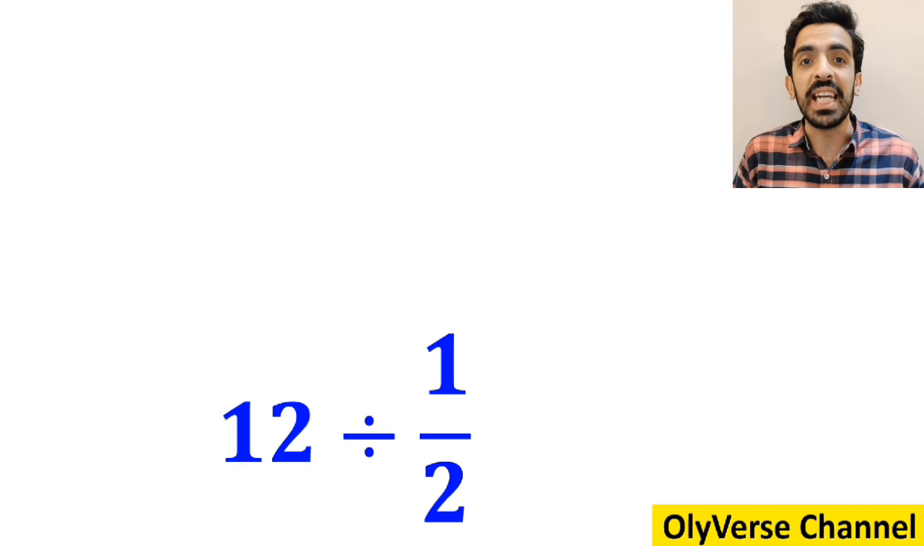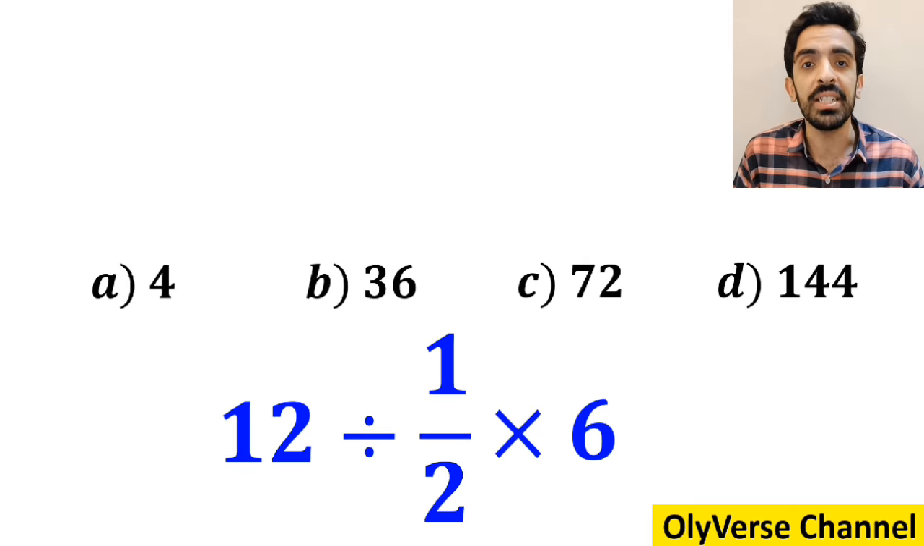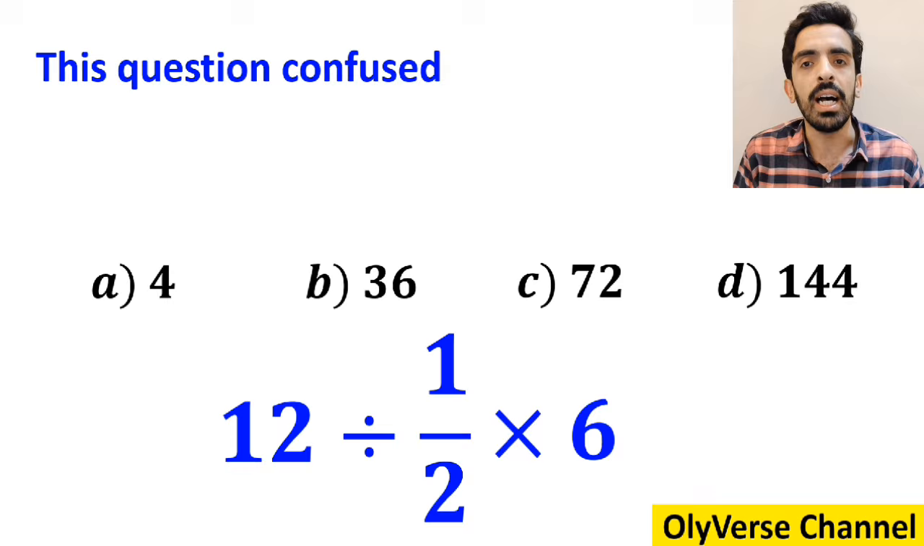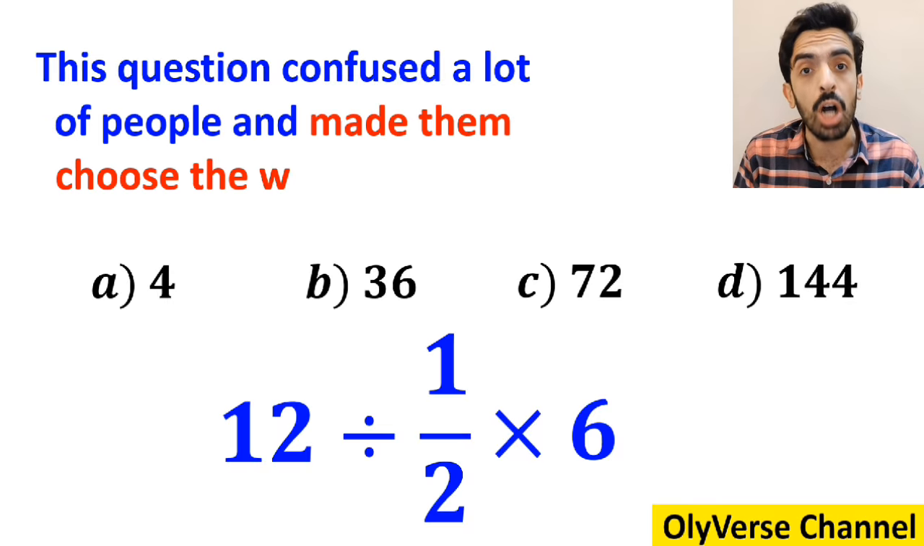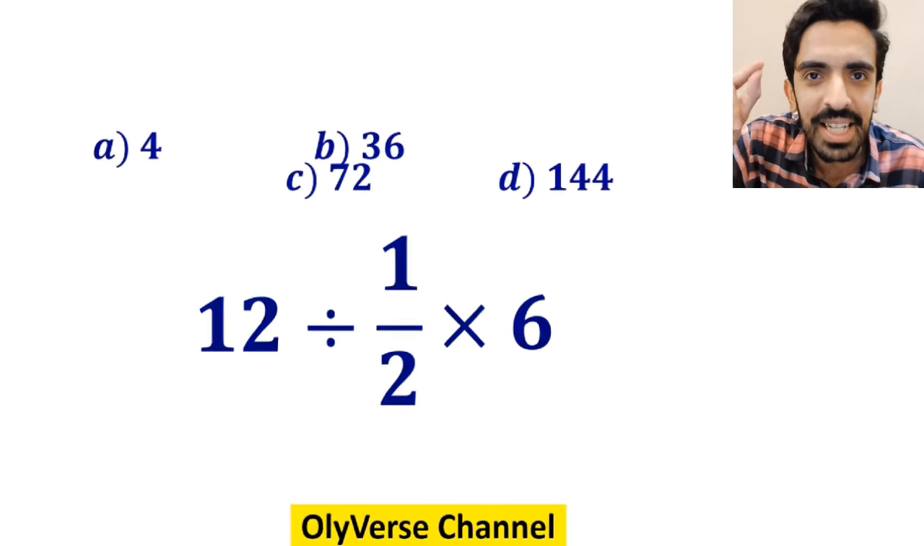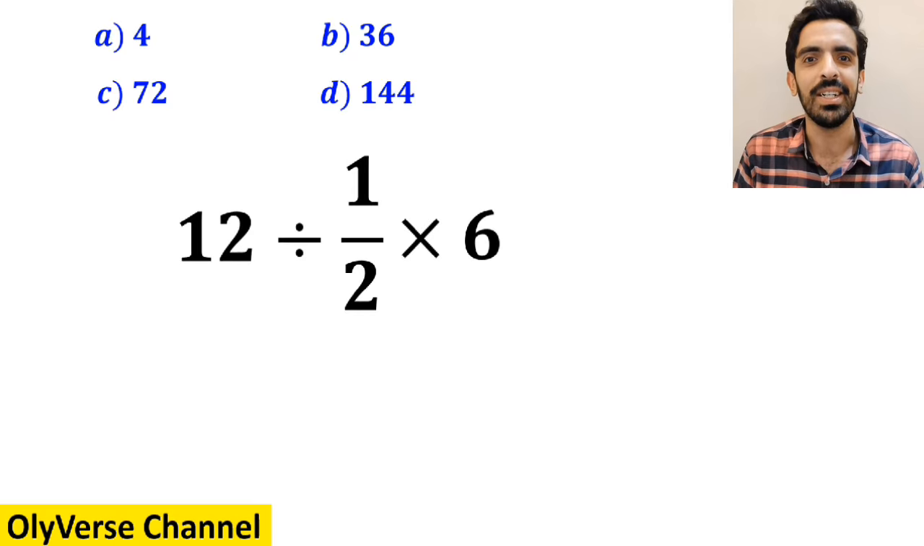What is the value of the expression 12 divided by 1 over 2 multiplied by 6? Which option do you think is the correct answer to this question? This question confused a lot of people and made them choose the wrong option. Let's take a closer look and solve it together.